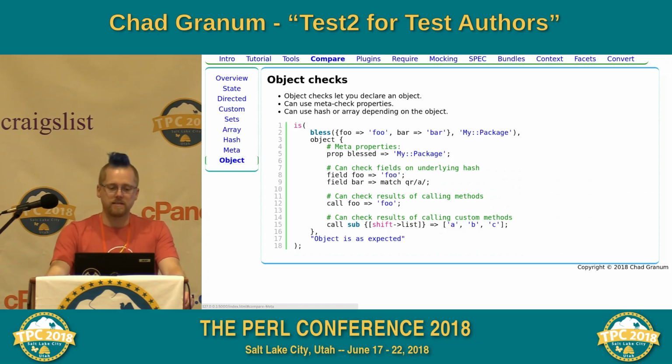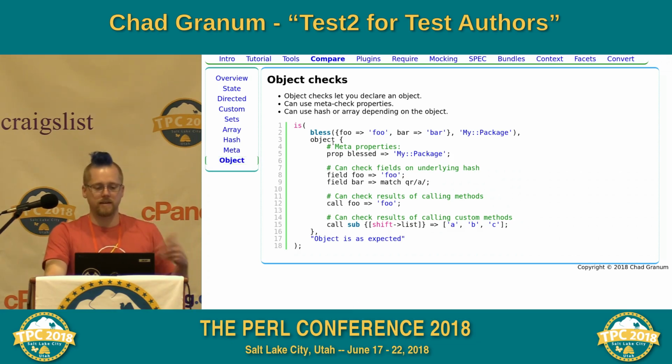Then object checks, very similar. We're passing in a blessed thing. We got the object. With an object check, you can use meta properties such as prop. You can use field if it's a hash reference, or you can use item if you've blessed an array reference. Or you can even call a specific method against the object and check the result, or pass in an anonymous sub to call against the object, which is what you might want to do if you've got a method that you want to check that returns a list so that you can wrap it in an array.